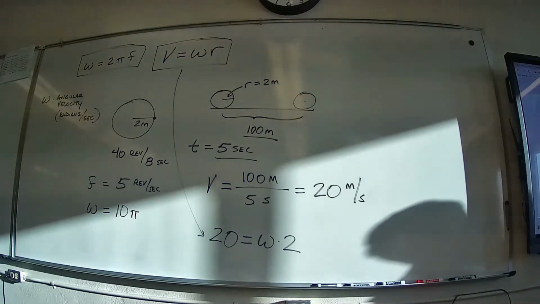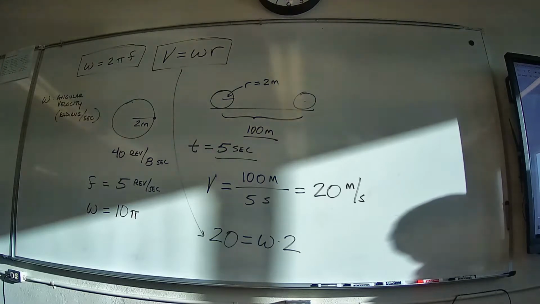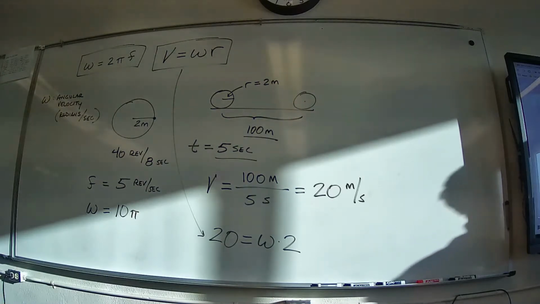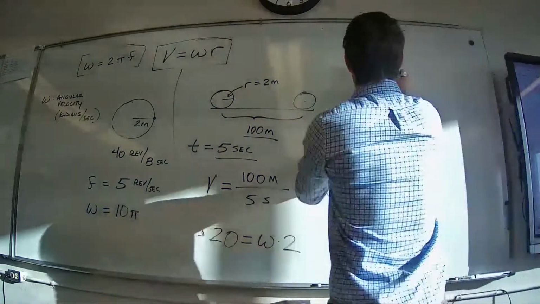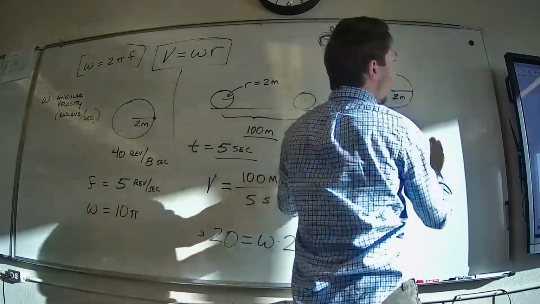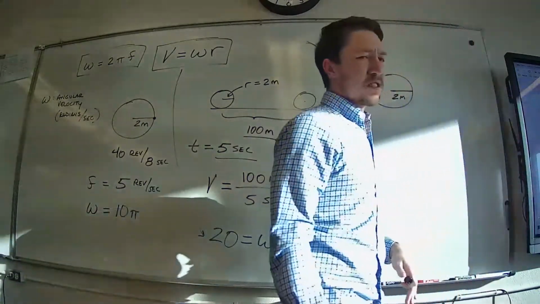Okay, so number 3 says we've got a cylinder of radius 2 meters. I don't know why they have a radius of 2 meters. It's lacking creativity, I guess. It experiences a constant angular acceleration of 4 pi radians per second squared.